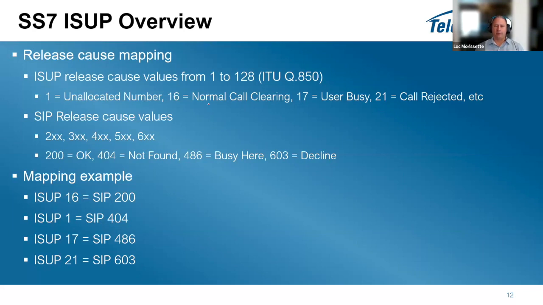When we do the mapping, there will be a default mapping. So for example, normal is okay. 1 unallocated is 404 not found. 17 is 486. And 21 is 603. All right. In our systems, these can be modified if they don't match what your network needs.